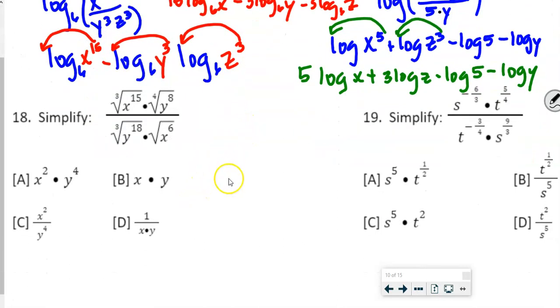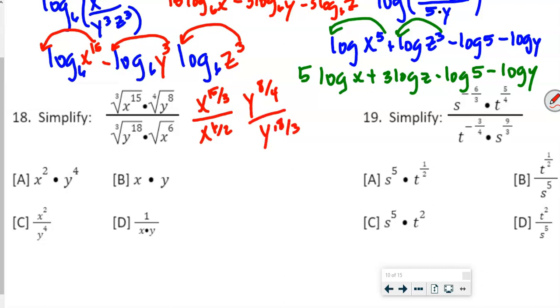All right, so this next one says simplify. So what we're going to do first is we're going to do our x's and our y's. So our x, 15 over 3, and I'm going to go ahead and put this x, 6 over 2 below it. And then we got our y of 8 over 4. And our y of 18 over 3. So that's going to give me 15 divided by 3. That's x to the 5th over x to the 3rd. This is y to the 2nd and y to the 6th.